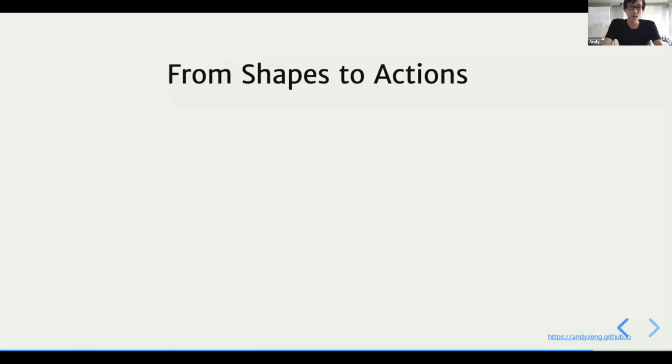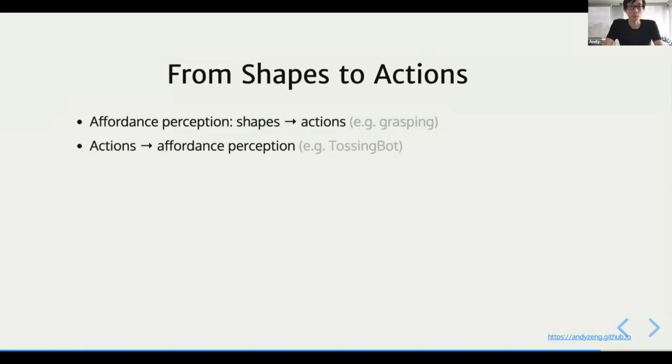Okay, so to wrap it all up, today I talked about 3 ideas related to mapping from shapes to actions. The first was affordance perception, how we could map from shapes to motion primitives, like grasping using today's tools in 3D vision. I then talked about how the effects of robot actions can be used to come back and improve our affordance perception models in a positive feedback loop.